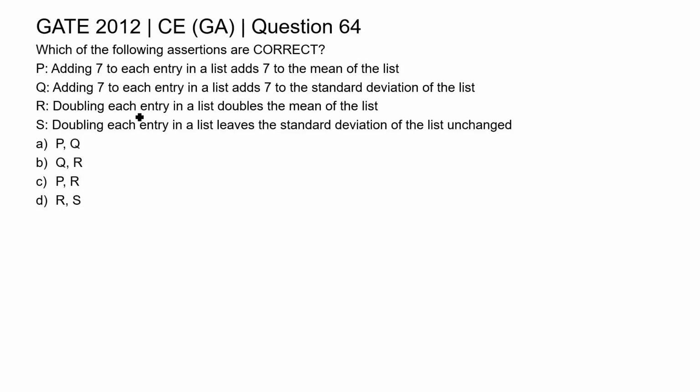Assertion R: Doubling each entry in a list doubles the mean of the list. And assertion S: Doubling each entry in a list leaves the standard deviation of the list unchanged. In this question, 4 statements are given, and we need to select which statements are correct. So, let us check each statement one by one.